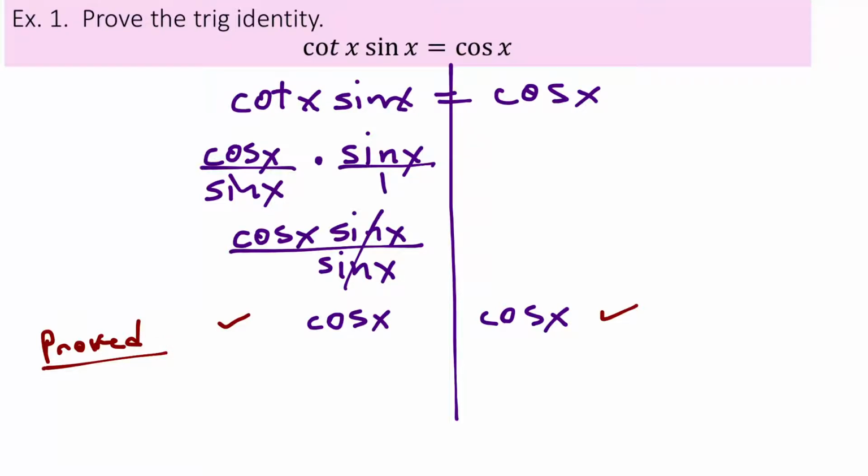And I might add, if you were asked to do this for a quiz or a test, all of this would have to be written out exactly like this. All of these steps have to be shown in a logical progression where your last step shows your left-hand side is equal to your right-hand side. And then you've proved the identity. All of this has to be shown.